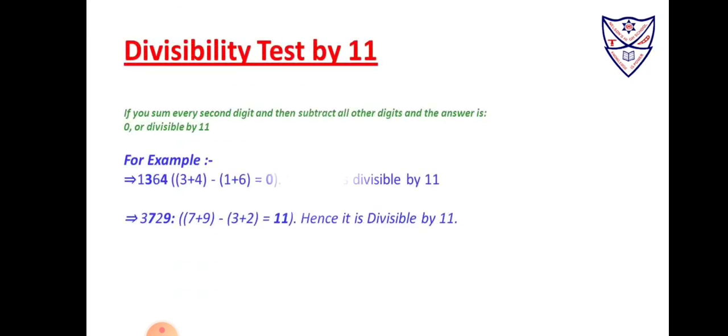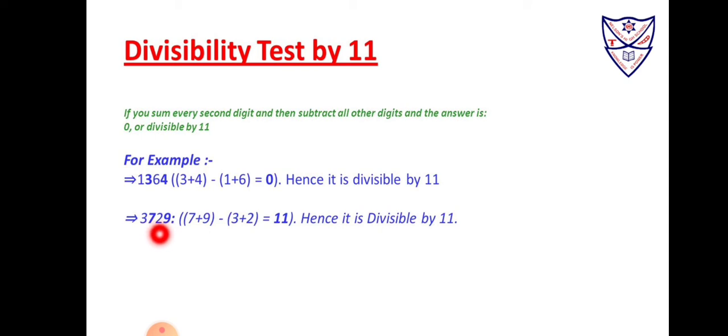Now, let us understand the divisibility test by 11. If you sum every second digit and then subtract all the other digits, and the answer is 0 or divisible by 11, then the number is divisible by 11. For example, if we take 1364, we take alternate digits: 3 plus 4 minus 1 plus 6. If we do this subtraction, we get the answer as 0. Hence it is divisible by 11. Let us take one more example.